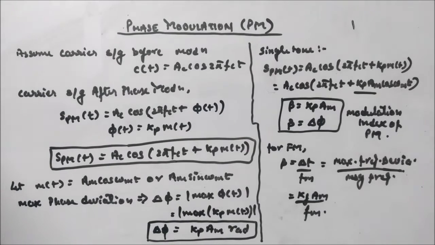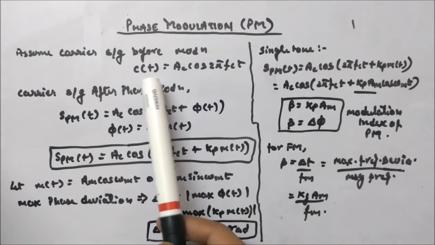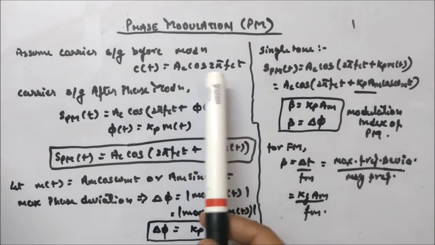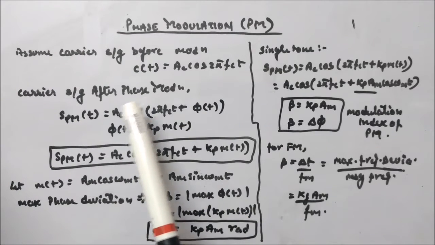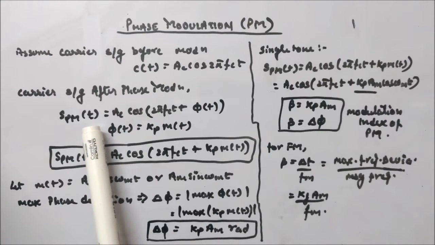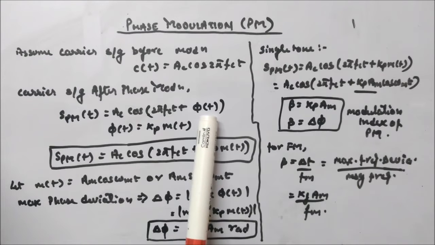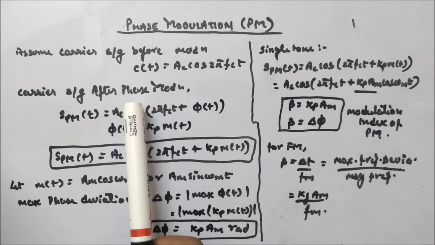Now let's move on to phase modulation. In phase modulation, assume the carrier signal before modulation is c(t) = Ac cos(2π fc t). Then the carrier signal after phase modulation will become s_PM(t) = Ac cos(2π fc t + φ(t)). This is the phase that has been added after phase modulation.